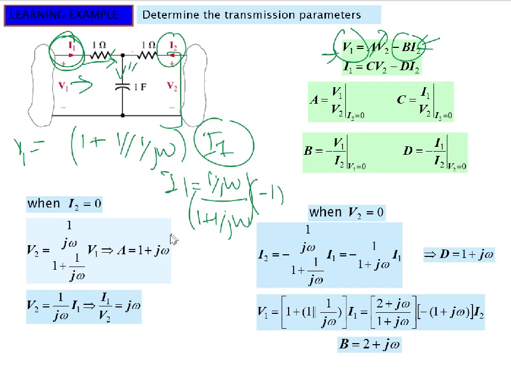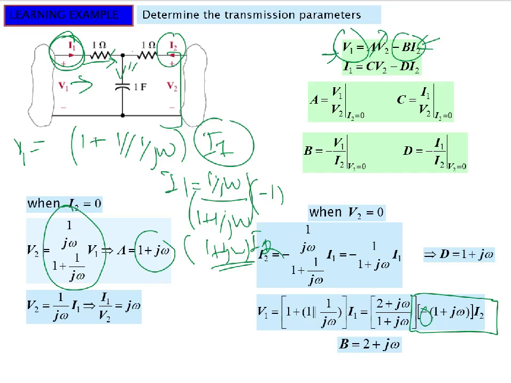So we said that, using the same condition previously, we got 1 plus j omega, so this will give us 1 plus j omega and I2, sorry, and we multiply a minus sign with it because this I2 is opposite to that. So we have replaced I1 by I2. So this turns out to be our B. So B is 2 plus j omega.